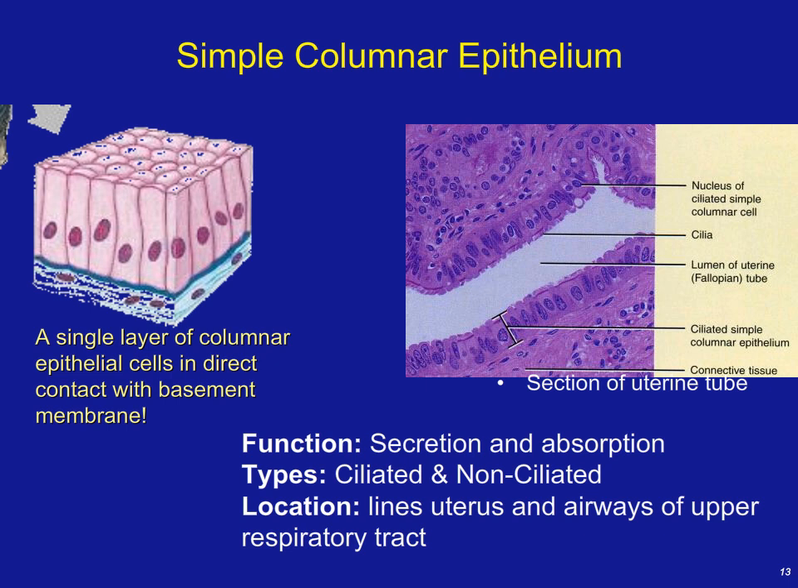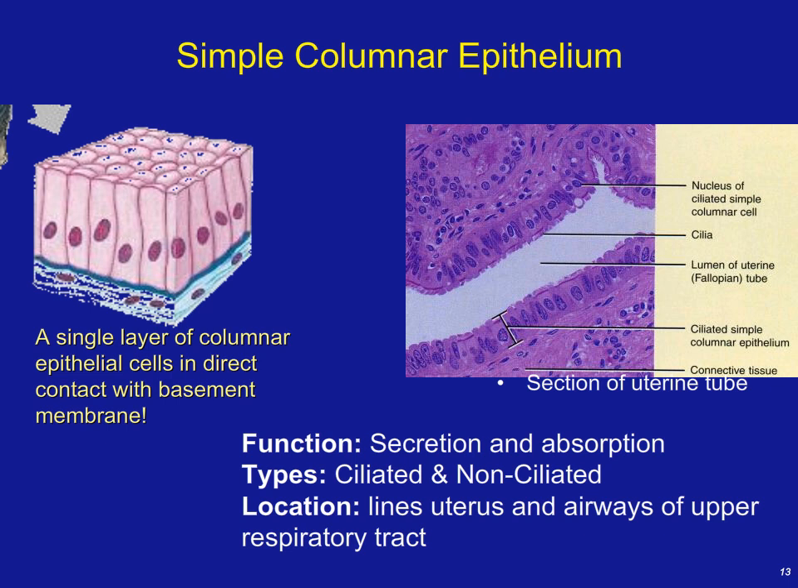Again, the name simple means that we only have one cell layer thick, which means it's not going to be very good for protection, but it should be good for secretion or absorption, or both. The columnar here means that we have the tall column-like cells, and how could we tell that they're column-like? That's right, they have that nice elliptical jelly bean nucleus.